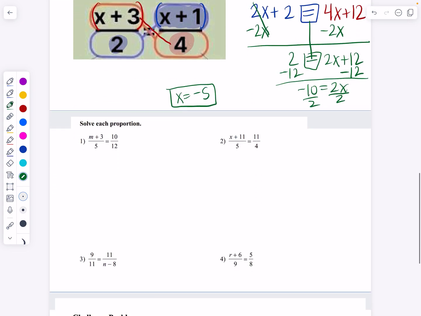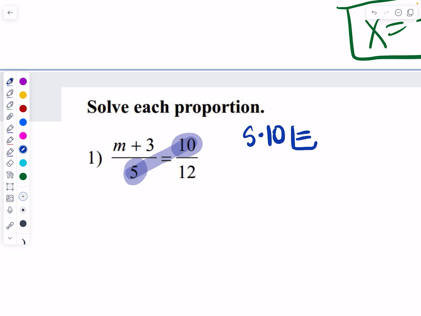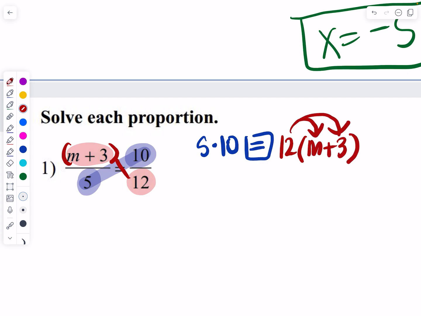So we're going to practice that. We're going to keep doing that today. We're going to do a few of these problems, and then you will practice that on your quiz review. So when we cross multiply these problems, that's going to be 5 times 10 equals the other cross product, which is going to be 12 times this whole thing, m plus 3. But I need to put that in parentheses since there's more than one thing there. So it's going to be 12 times m plus 3. I'm multiplying it by the m and by the 3. So it's going to be 12m plus 36, when you do 12 times 3, equals 5 times 10 is 50.